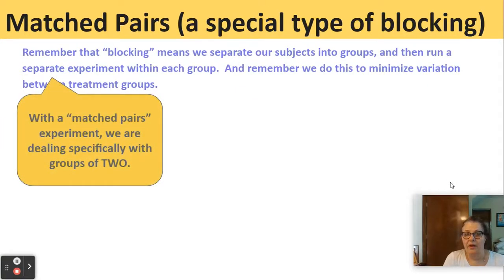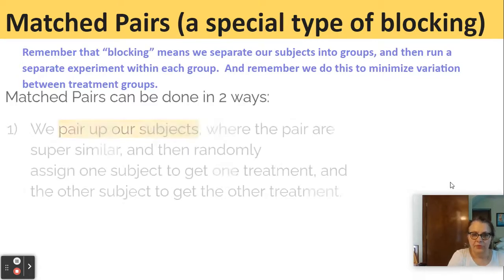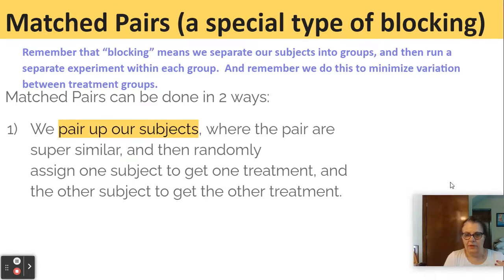With a match pair, we are dealing specifically with groups of two, and we do it in two possible ways. The first one is we can pair up our subjects where the pairs are super similar. They could be the same age, the same gender, have the same type of phone. They basically type or text about the same amount each day. So they are super, super similar. And then we randomly assign one of them to get one treatment and the other to get the other treatment. So one will get the old keyboard, the other would get the new keyboard.